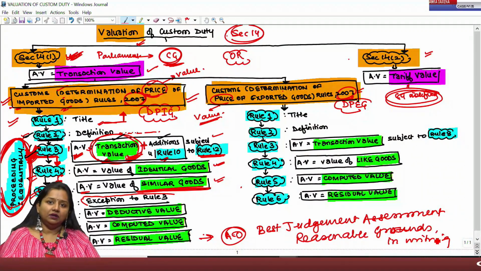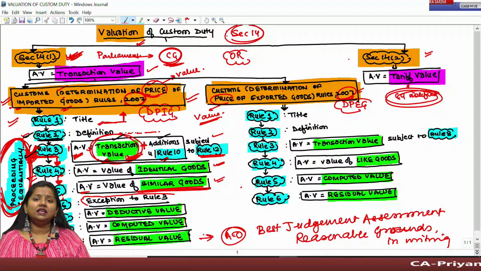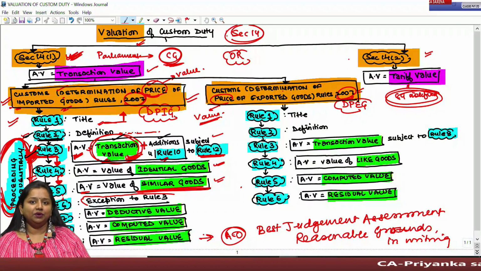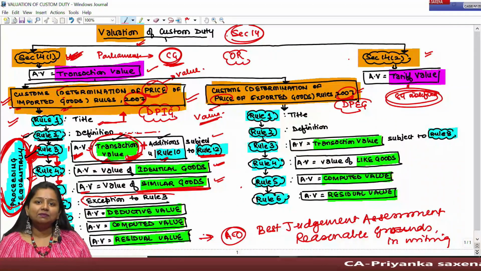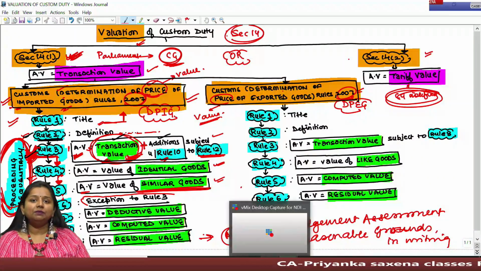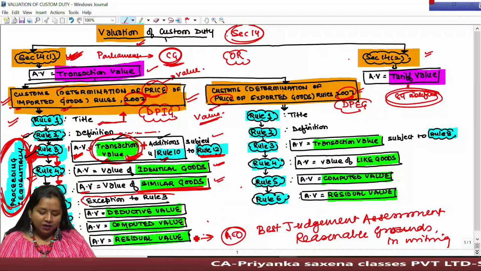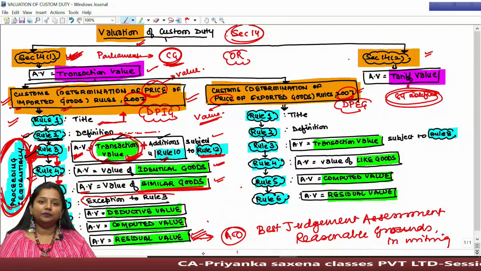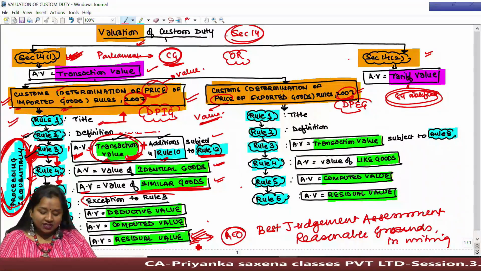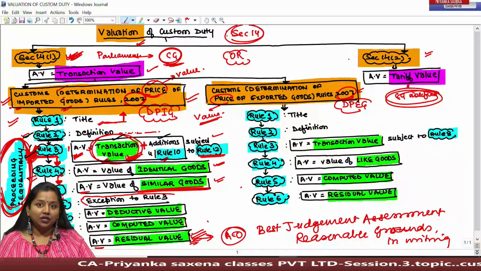If the amount determined by the assessing officer on reasonable grounds given in writing is found to be sufficient by the importer, then the importer can accept this value for determining his duty. And the value so determined by the assessing officer under rule 9 will be known as residual value. Such residual value shall be taken as assessable value under rule 9 for computing duty.